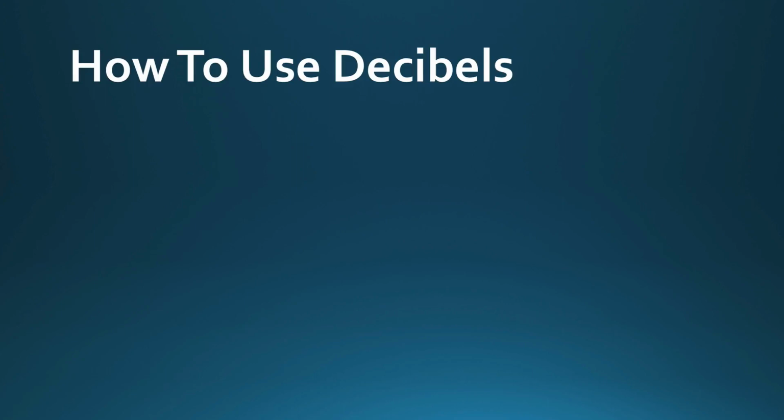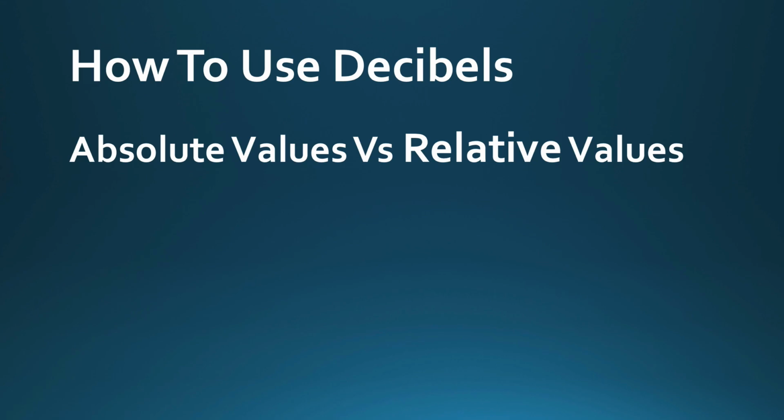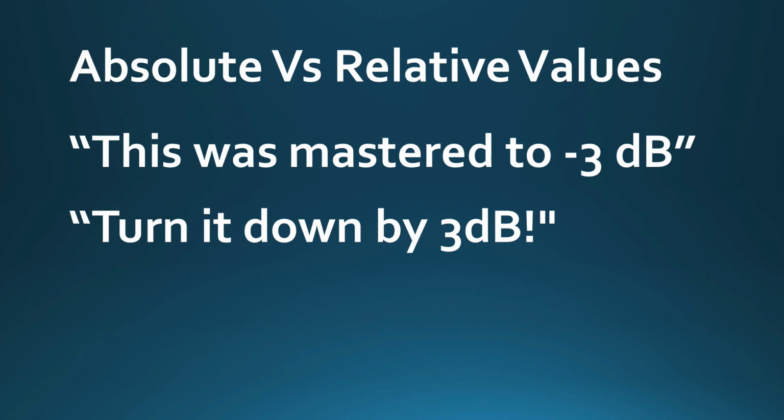Hi, in this lecture, we're going to talk about decibels and how to correctly use them when talking audio. So the decibel is the unit of measurement that we use in audio to measure the loudness and intensity of a given piece of audio or a given signal. And there are two different ways in which we use this measurement. There are absolute decibel values and relative decibel values.